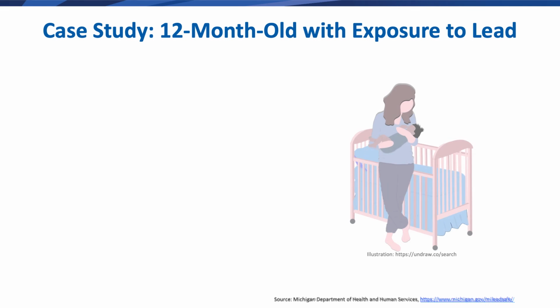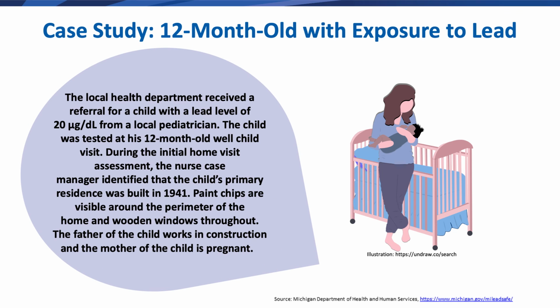Lastly, here's a case study of a 12-month-old with exposure to lead to wrap up the module and provide an example of how case management can be effective in decreasing blood lead levels in children. The local health department received a referral for a child with a lead level of 20 micrograms per deciliter from the local pediatrician. The child was tested at his 12-month-old well-child visit.